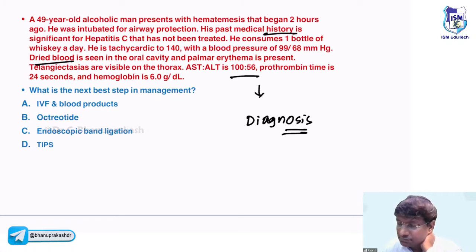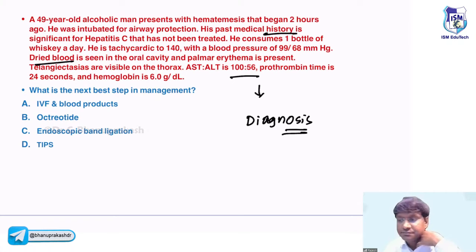So the diagnosis is, first, the individual is having hematemesis. And what is the past history? Hepatitis C infection, and you are having all the features suggestive of liver cell failure: palmar erythema, telangiectasia, prothrombin levels elevated. So what is the diagnosis first of all?